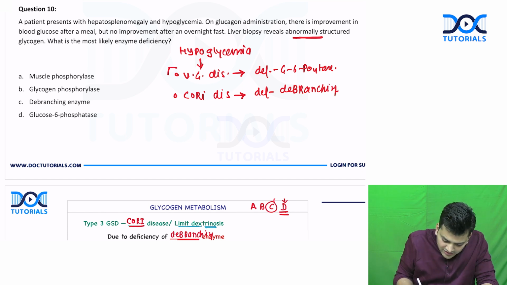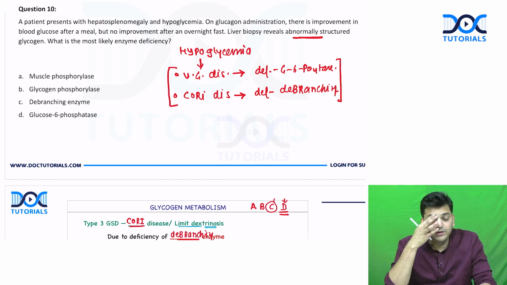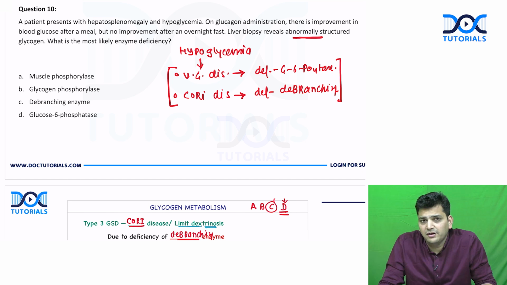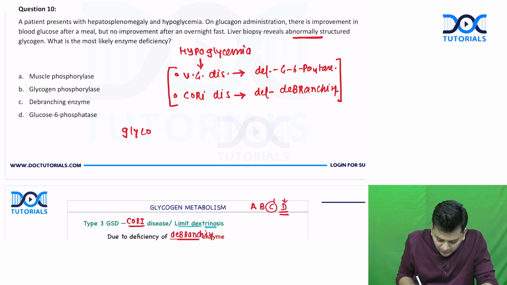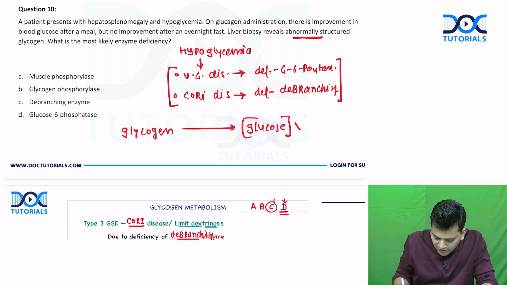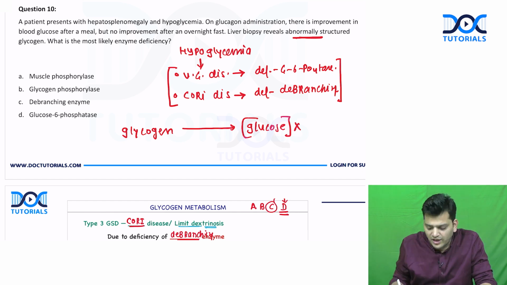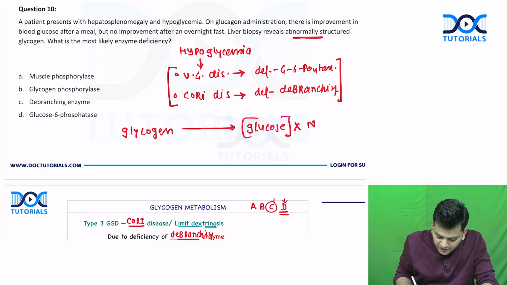Now, both are diseases where these enzymes are required when we do the glycogenolysis, when we cut the glycogen. Now, why do we cut the glycogen? It's very simple. When we cut the glycogen in the liver, basically we want to make a lot of glucose. We are going to get n number of glucose molecules, and this process is called glycogenolysis, the breakdown of the glycogen.